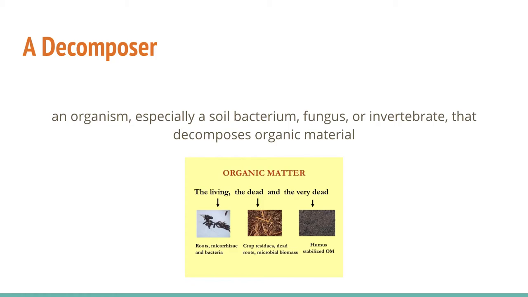So, organic matter can be alive, like we're talking about things like roots, different types of underground fungi that are growing, and bacteria. Some things that are dead could be leftover plants that have died, animals that have died or passed away, those kinds of things. And then of course, the very dead, which is basically our soil, our humus, which is our stabilized organic matter that really can't be broken down any further.